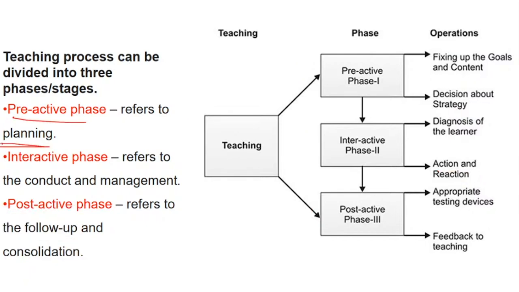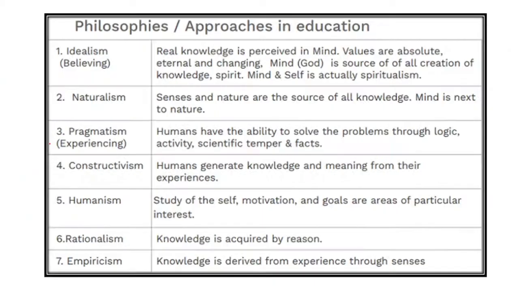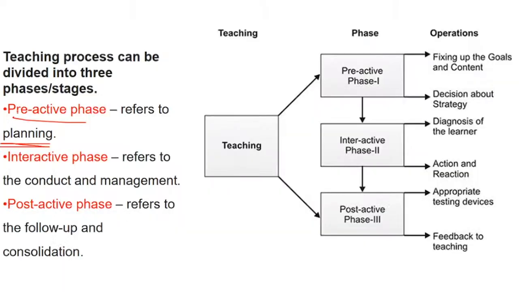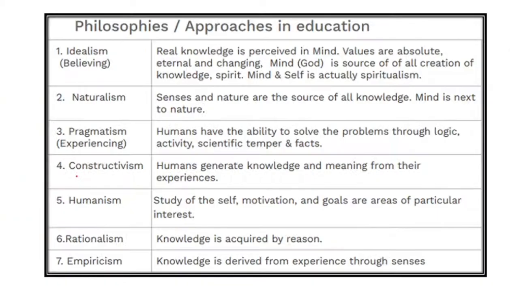Pre-active refers to planning. Pre-active obviously means the things are not yet taking place, so your planning plays an important role over here. Interactive is during, that is the conduction, also called execution. So remember these keywords. And post-active talks about follow-up. We can summarize this in the match the following, and this particular way will also be helpful. Is it clear? Okay.